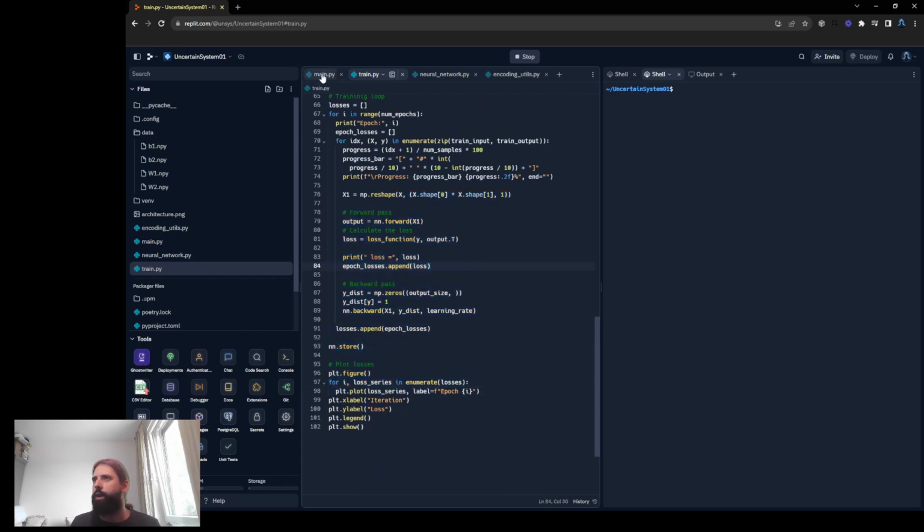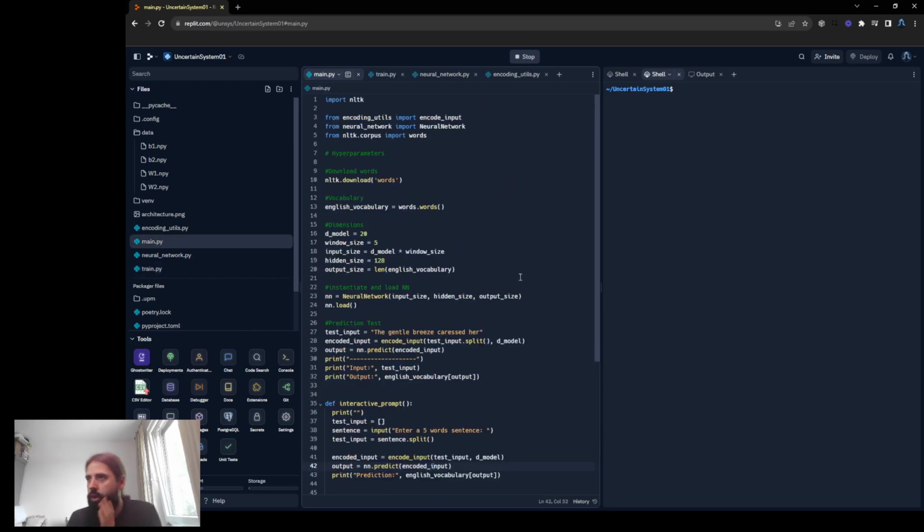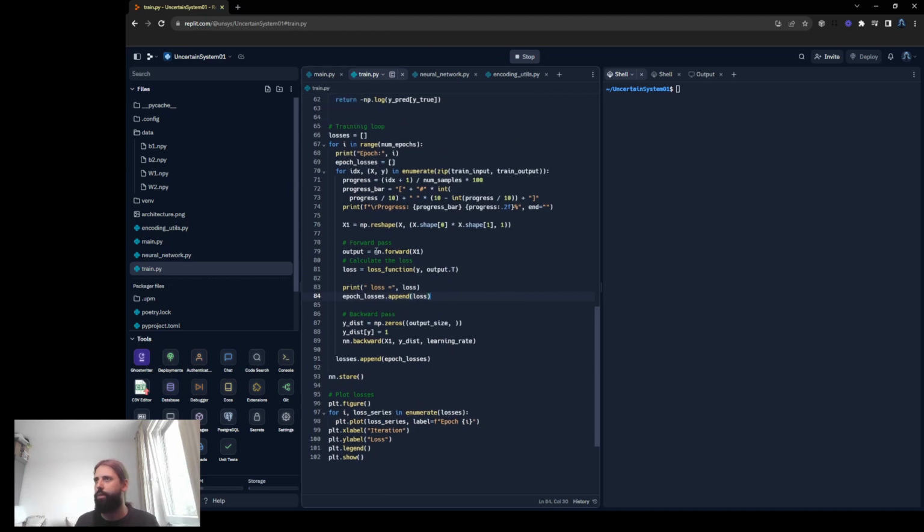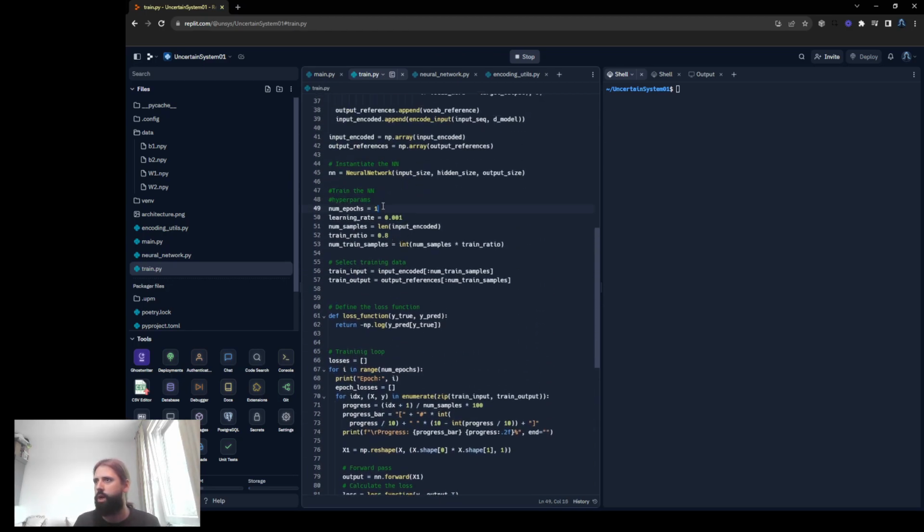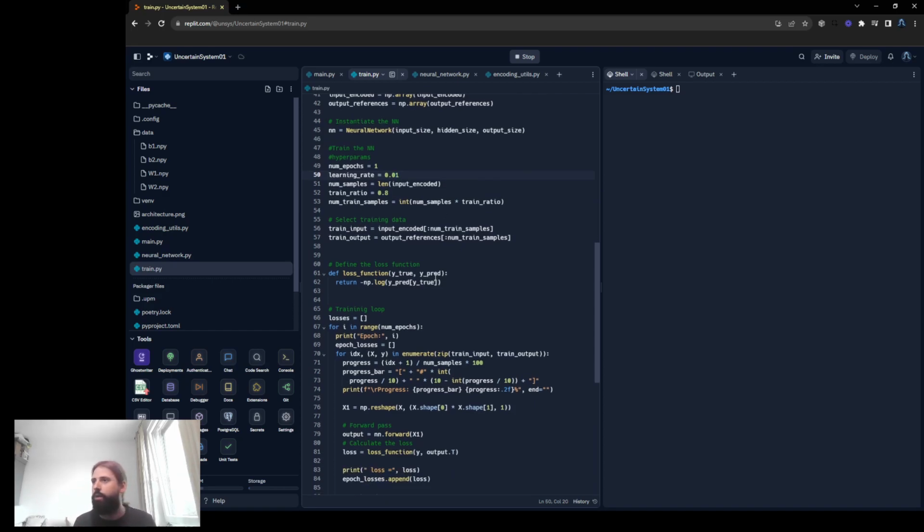In the main script, I instantiate the neural network and load it, assuming I've trained it already. Then I do a prediction test, and I have an interactive prompt where I can give in 5 words, and it spits out something. If I want to train something, I say, look, I want to change some of these parameters. I want to do one epoch. I want to change the learning rate. None of these works well, I'm sure, but at least the pieces work together from an integration perspective.